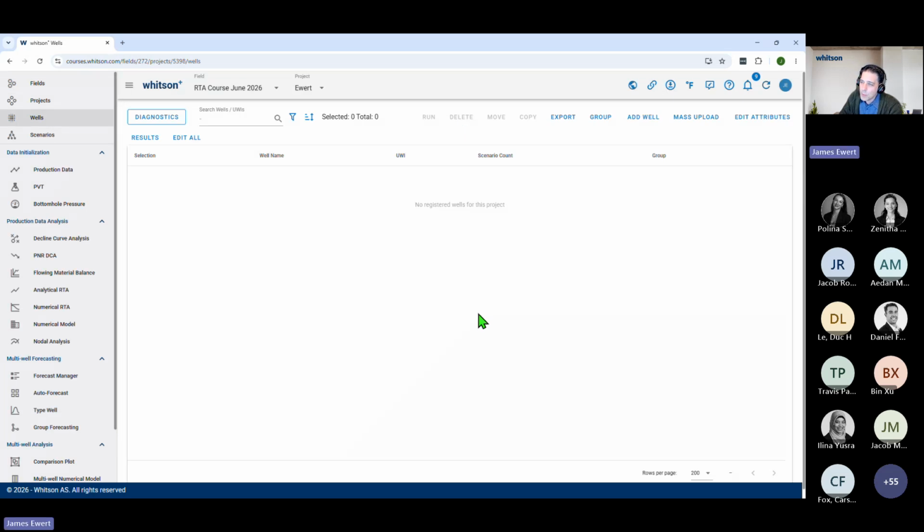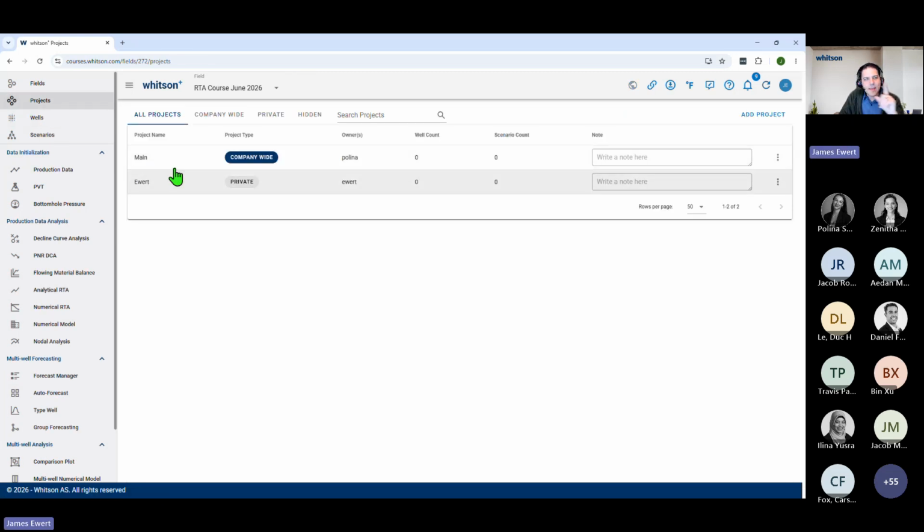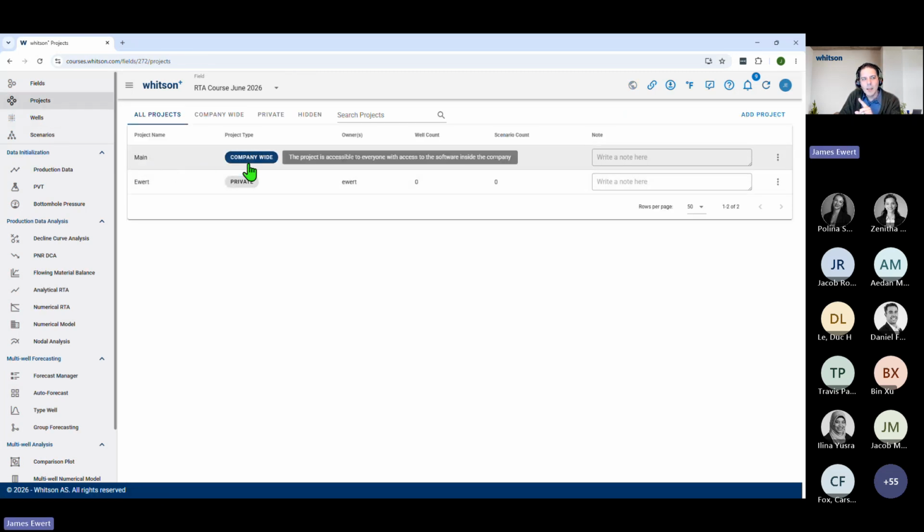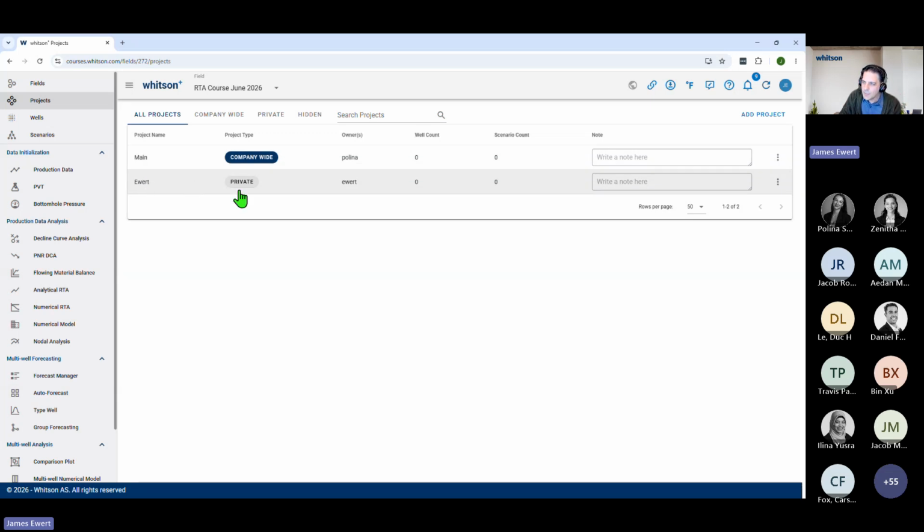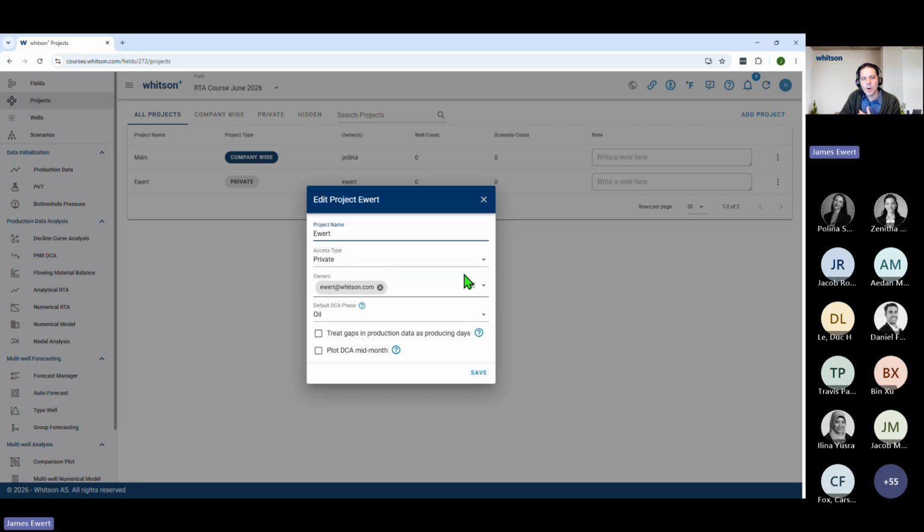As soon as you create the project, Whitson opens you into that project. If you notice on the left-hand side, we were in fields, we were in projects, and now we're right at the well level. Let's go back up a level. When I go back to projects, you can see the main says company-wide, but mine is private. I could change that if I wanted to share my project. These three dots on the side are the option to modify that. If I clicked on Edit Project, this is where I could change it.